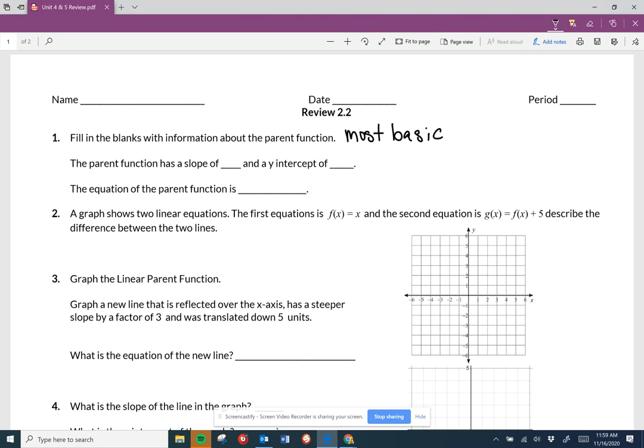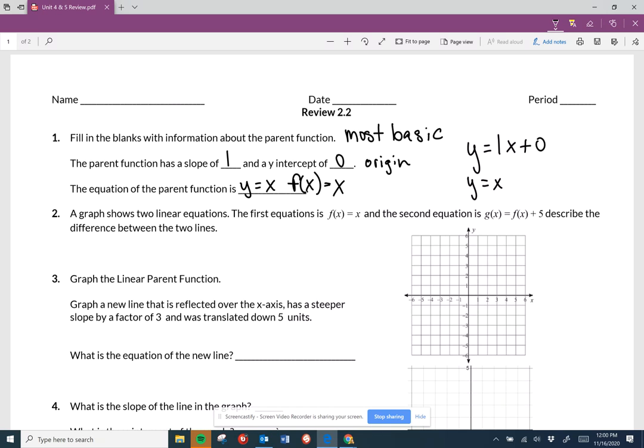So the parent function has a slope of 1. That's 1 over 1 or 1, and it has a y-intercept of 0. It always goes through the origin, okay? And the equation is either y equals x, or sometimes you'll see it f of x equals x, and that is going to be the same thing, right? So that's the same thing as writing y equals 1x plus 0. Remember, we really don't need that plus 0. We really don't have to put the 1x. So the simplest way to write that is y equals x.